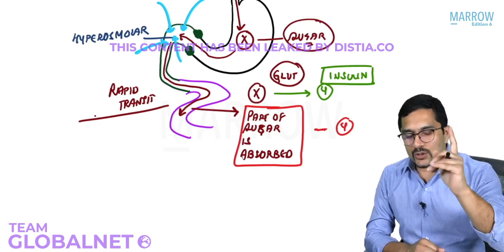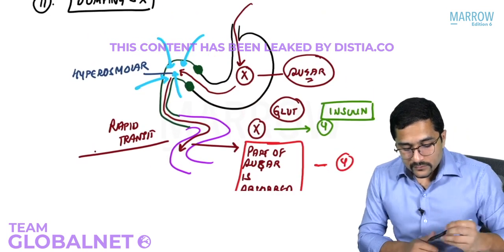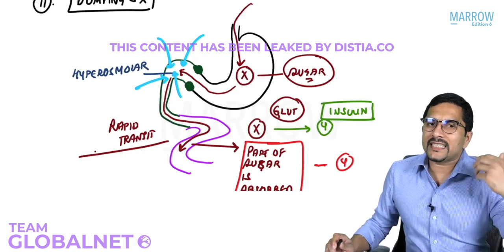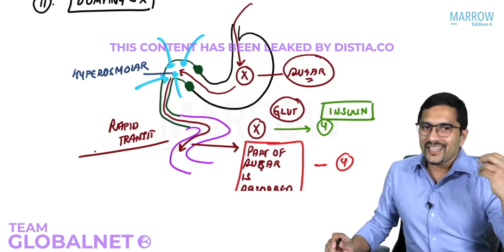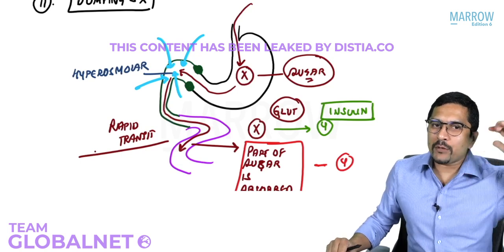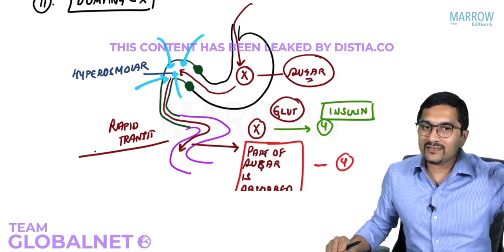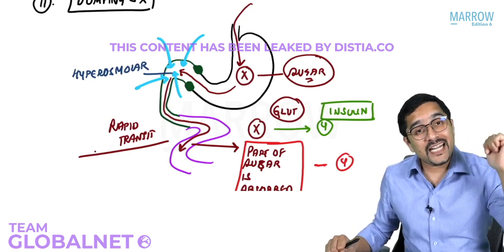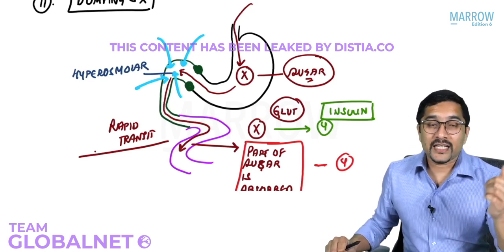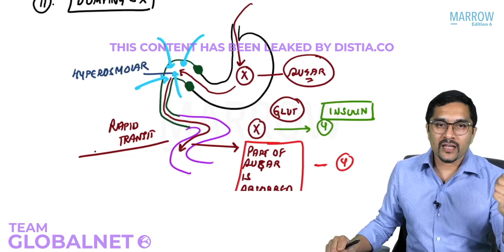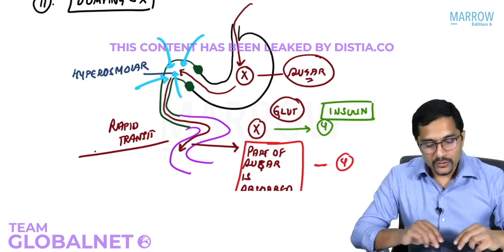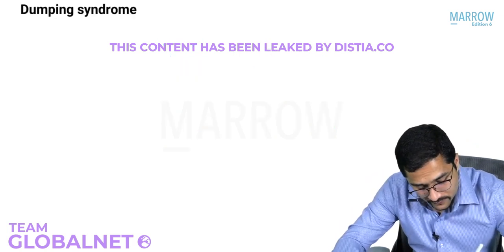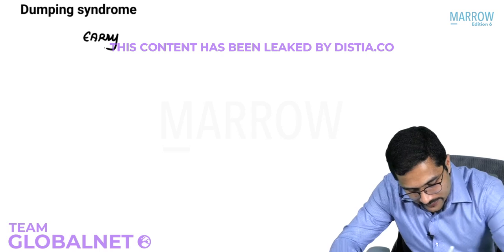Before I tell you the differences, just one final point which I want you to know. So what if this patient, after 20-30 minutes, decides to have another brownie? If he has another brownie, what will happen to the hypoglycemia because of late dumping? It will improve. So consumption of more food will improve late dumping, but it is going to worsen early dumping. Okay, so that is another point which I wanted you to know. So let me now write down the differences between early and late dumping. So this is early and this is late dumping.